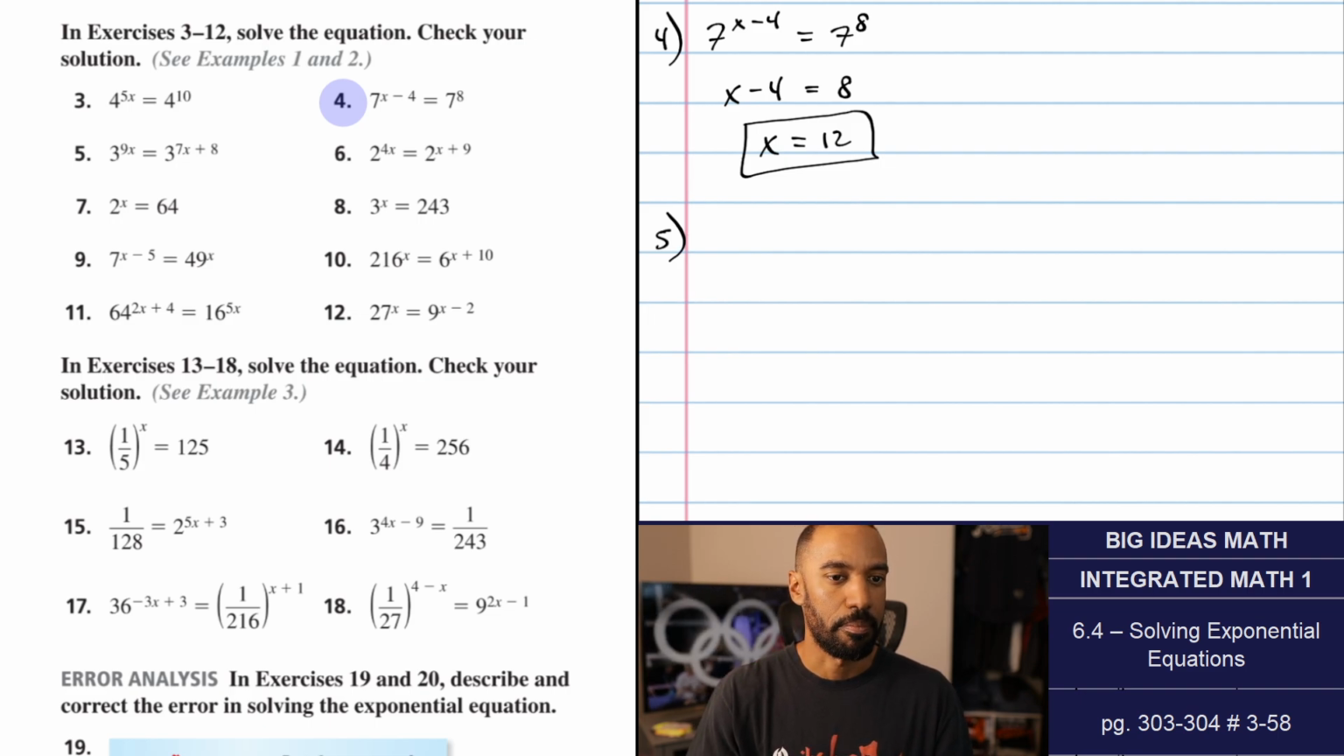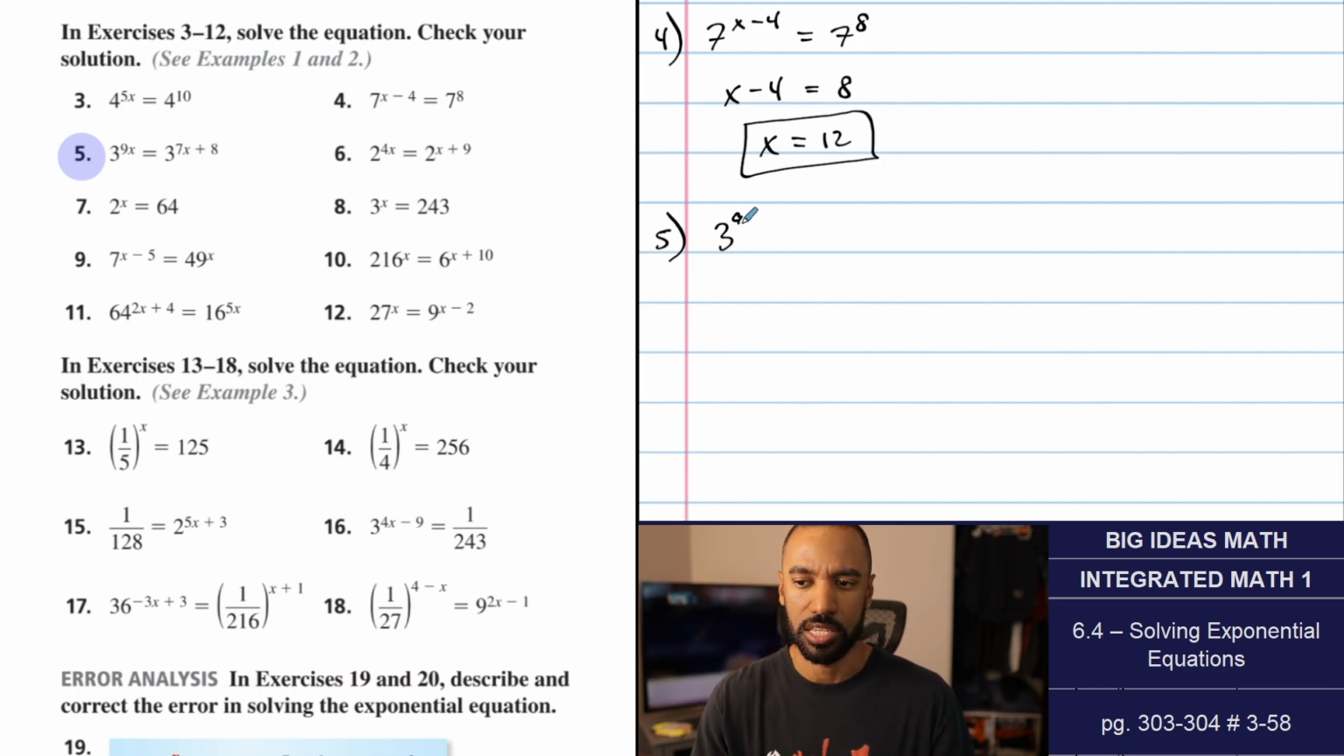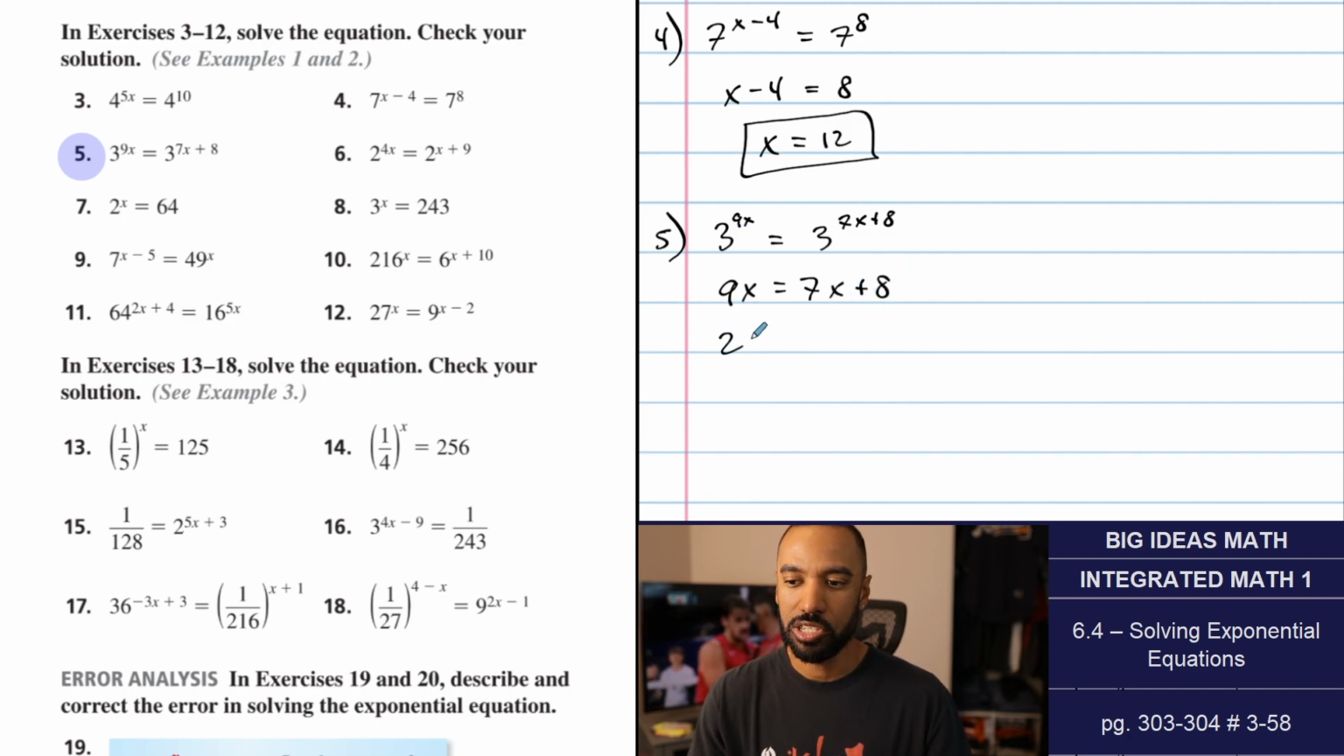Number 5. Matching bases once again, only this time you have a variable on both sides of the equation. No matter, nothing that we haven't done since, I think, section 1.3. So 3 to the 9x equals 3 to the 7x plus 8 power. We can set 9x equals 7x plus 8 because of them matching bases. Subtract 7x and divide both sides by 2.